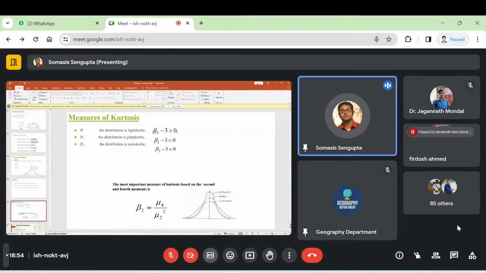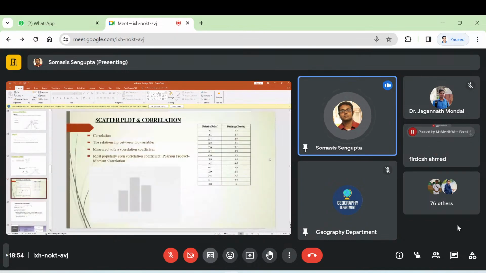If the value of kurtosis is greater than 3, the distribution is leptokurtic. If the value of kurtosis is less than 3, the distribution is platykurtic. And if the value of kurtosis is more or less equal to 3, the distribution is normal or mesokurtic. So this is all about descriptive statistics. Now comes the inferential statistics.